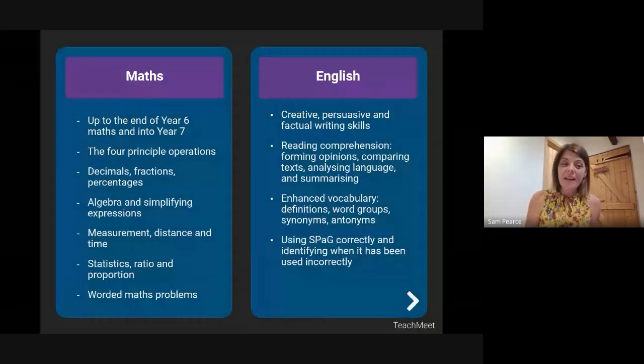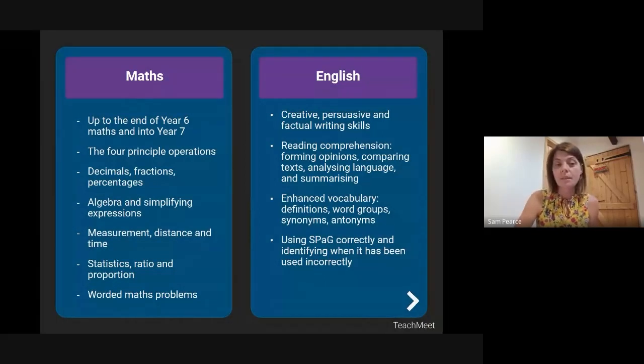And also, it always says up to the end of year 6, but generally speaking, the 11 plus does test students' knowledge a little bit beyond. So you are needing to go a little bit into year 7. For some questions and skills, the exam papers do go a little bit beyond what's required for Key Stage 2. Again, with maths, you're already looking at those four principal mathematical operations, so multiplying, division, etc.